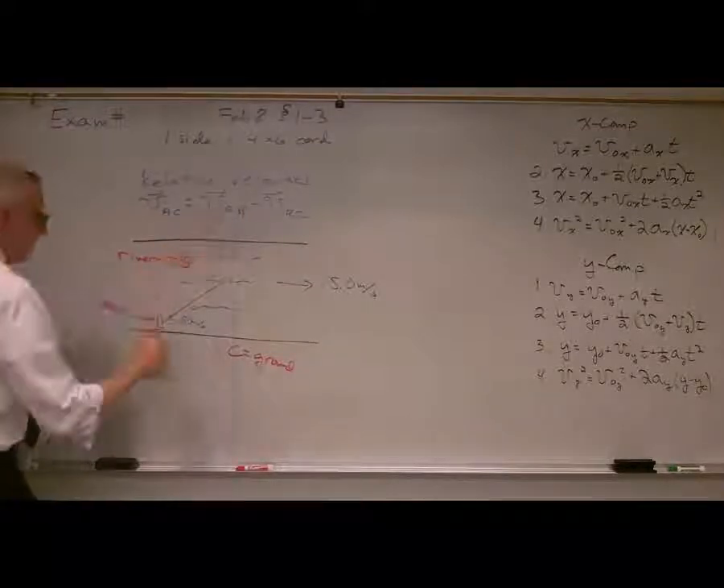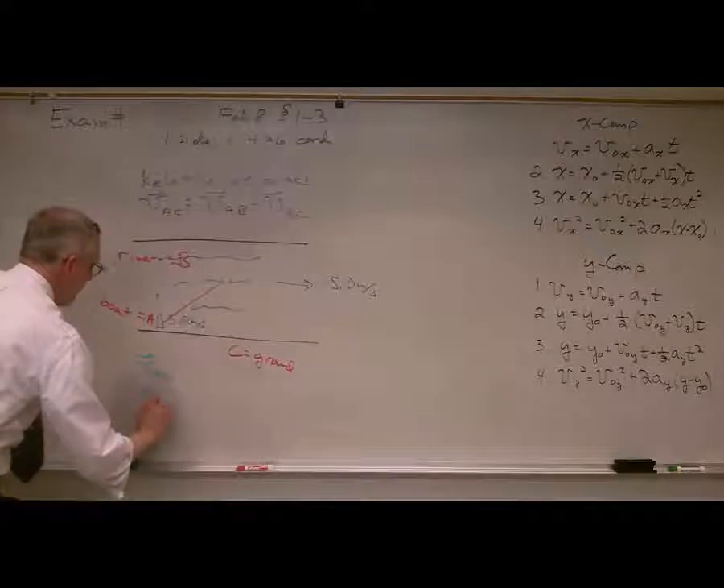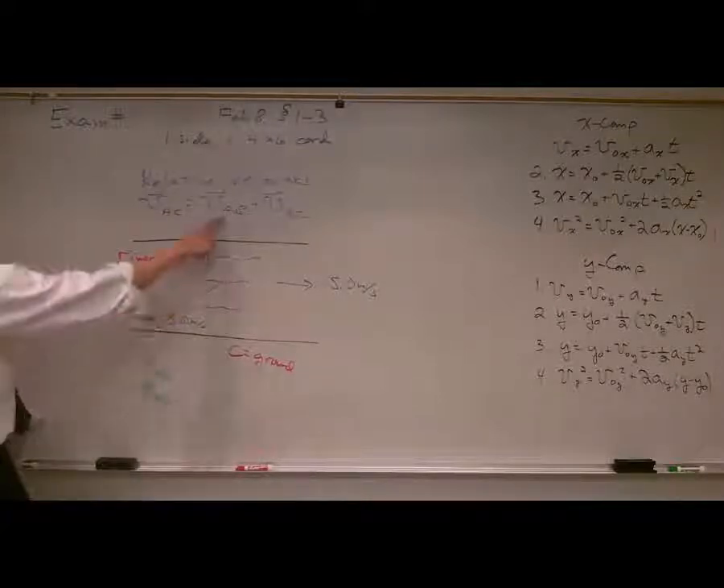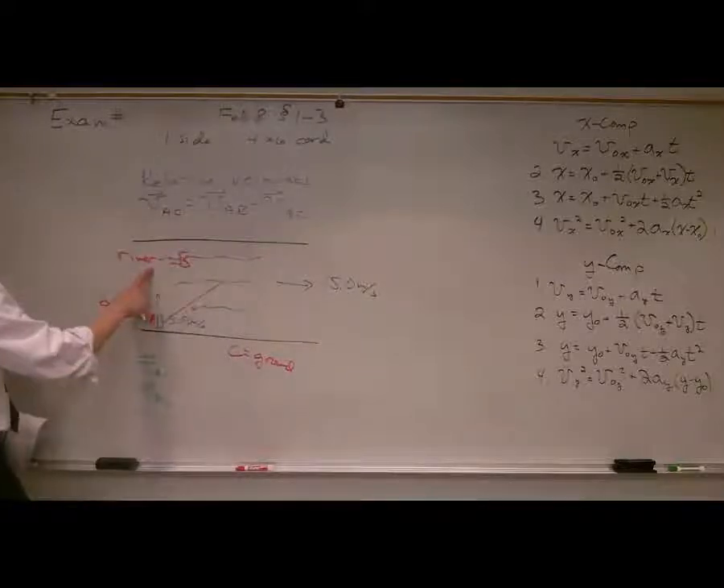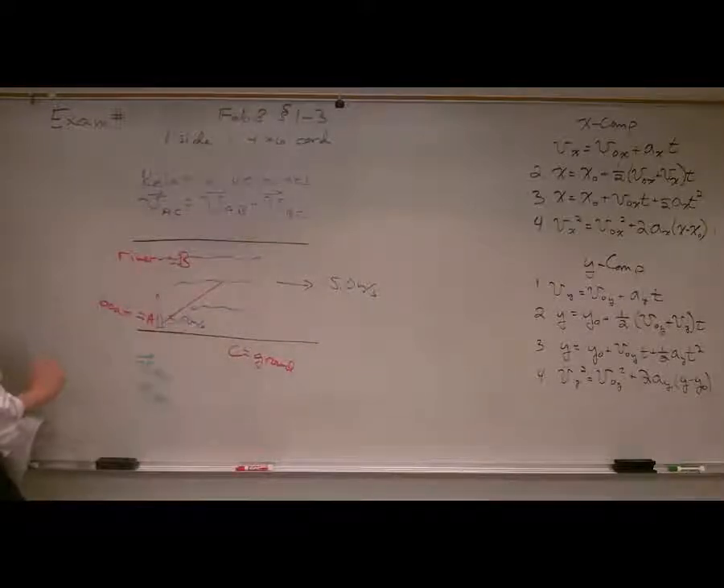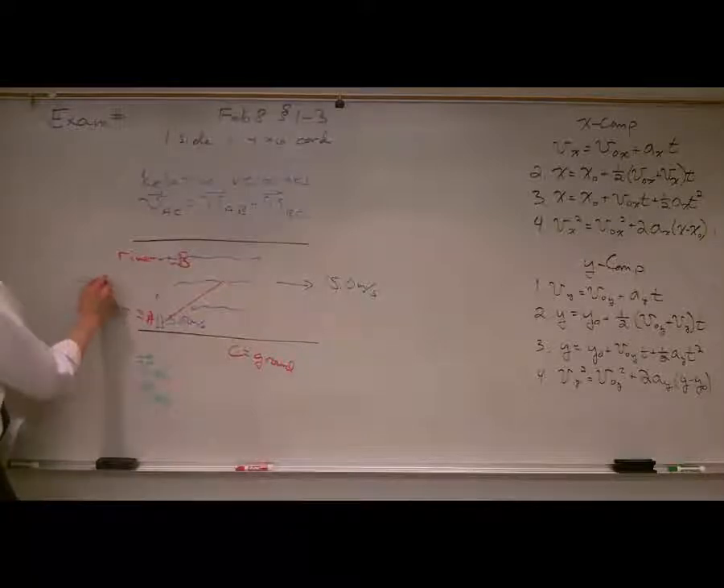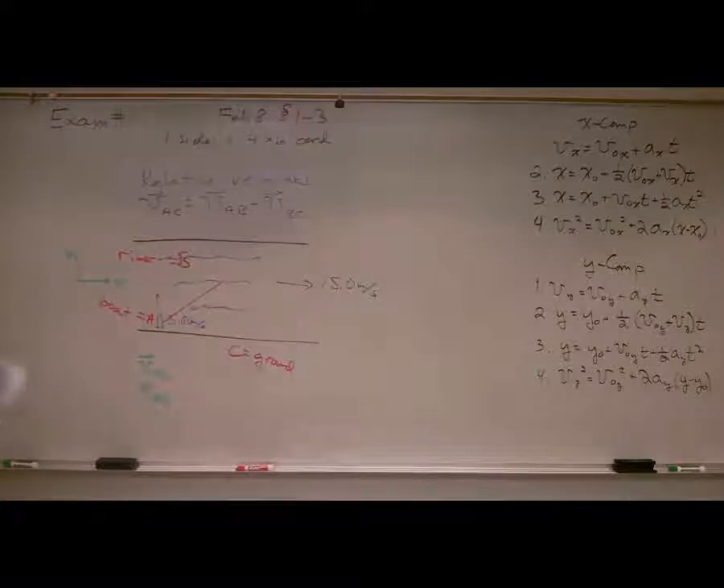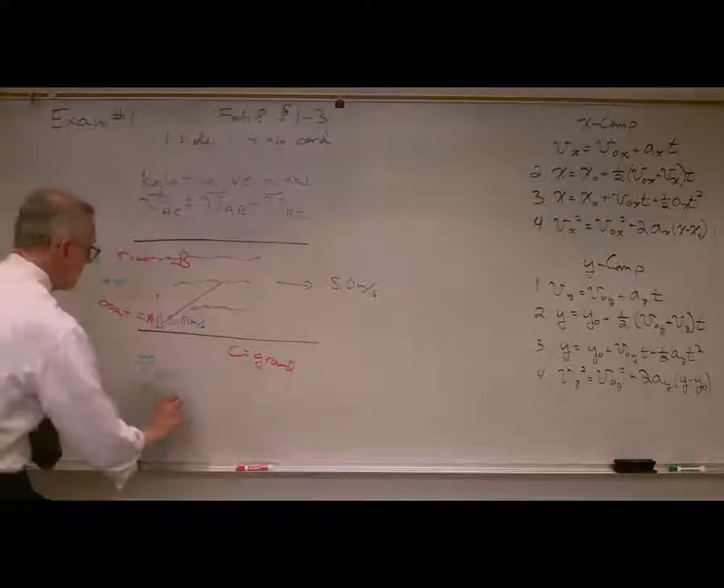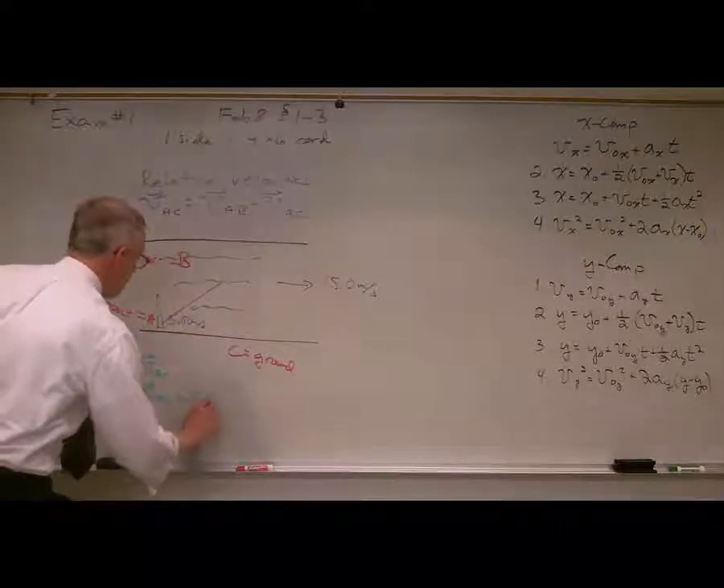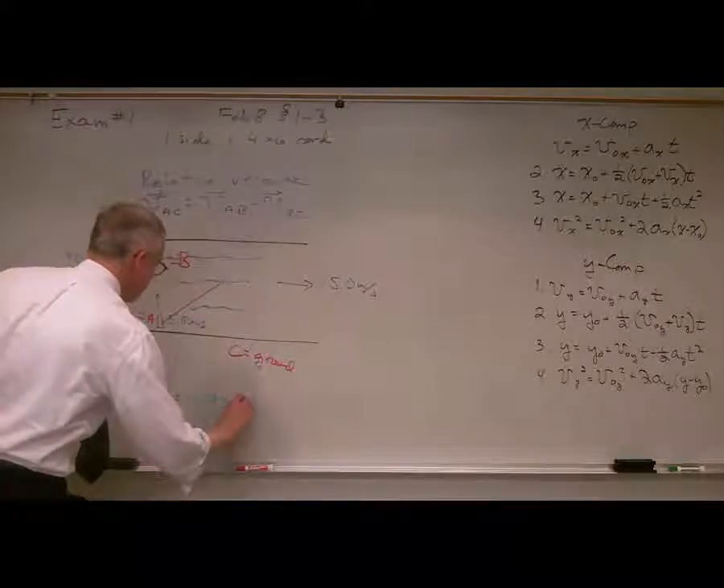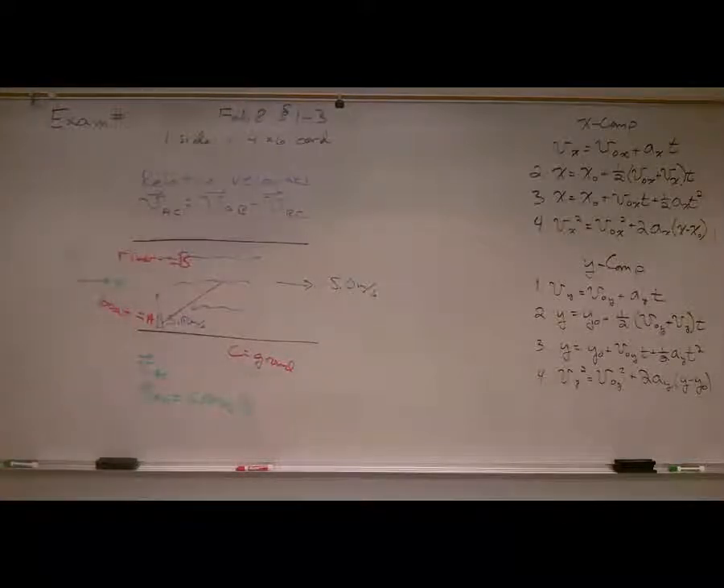Well, what is VAB? VAB, that is the velocity of A, the velocity of the boat, measured by the river. Well, the boat is moving directly across the river. Let's draw some coordinates here. Let's say x is downstream and y is across the river. So VAB is going to be what? It is moving across the river in the y direction, so VAB will be 5 meters per second in the y-hat direction, across the river.